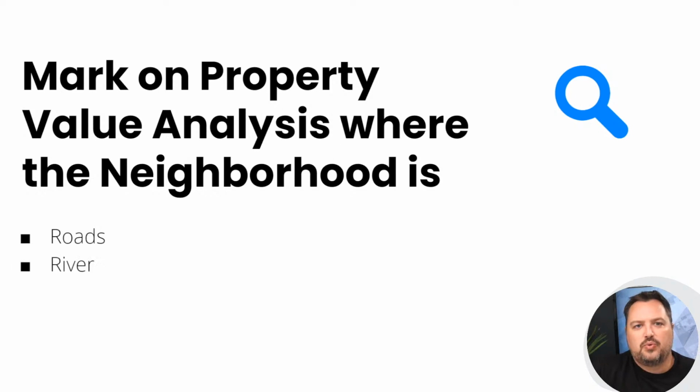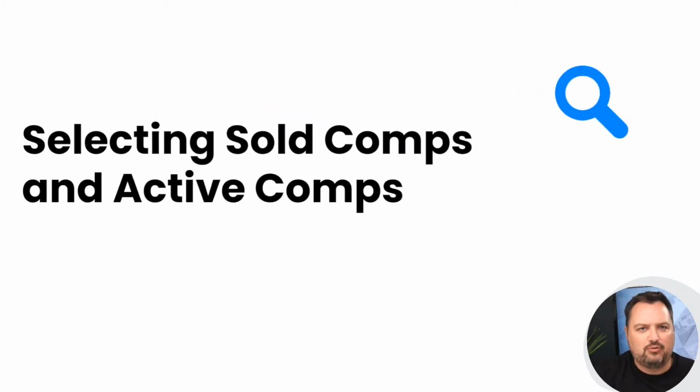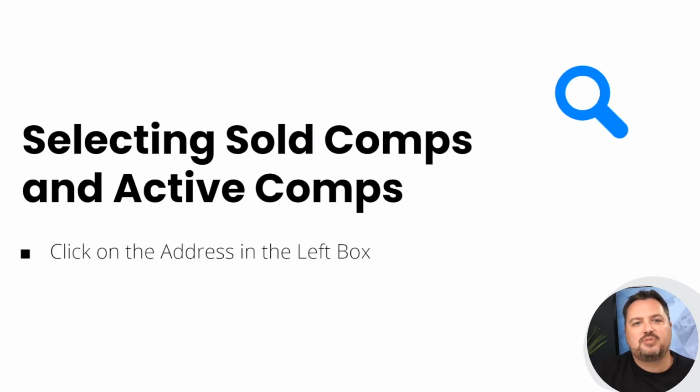So you want to look at the roads, you want to look at the rivers, you want to look at the railroad tracks, where are the points where the values actually change. Then you document this and say, these are my natural boundaries. Then you select your sold comps and your active comps. This is the next step we're moving into here.